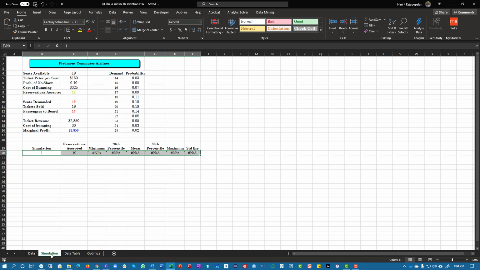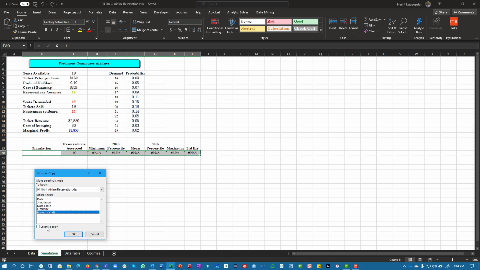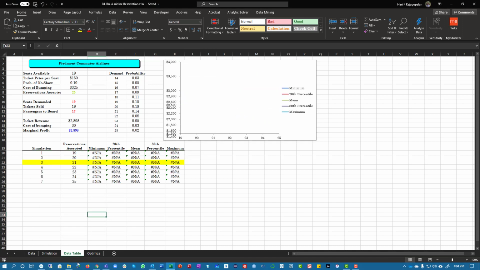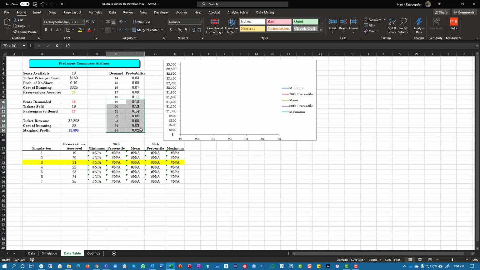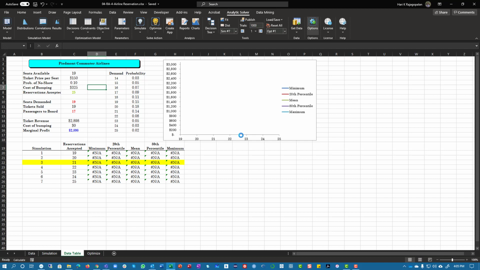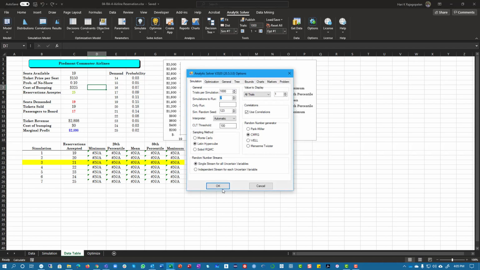And now we want to copy this and build a data table. Once you create a copy, you can go to data table, go up here and look at PSI sim param. There's no reason to look at optimization, the decision variable between 18 or 17, because you have 19 seats. It doesn't make sense to sell less than 19 seats. So let's look at 19 to 25, right? So we're looking at 19, 20, 21, all the way up to 25. So that's 7 different simulations, right? So you've got to go here and put 7 when you run it, okay?